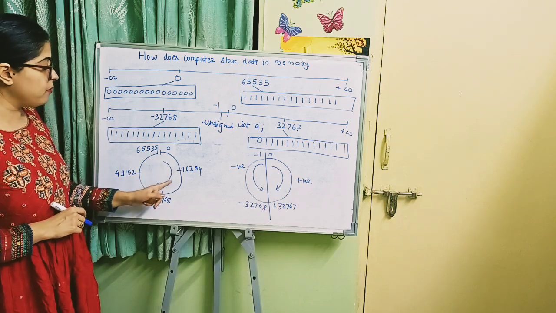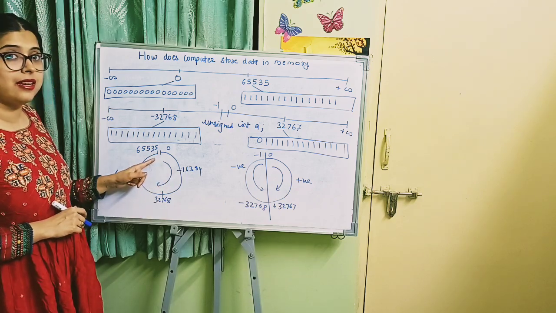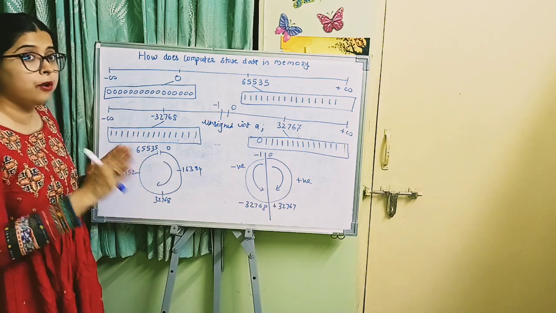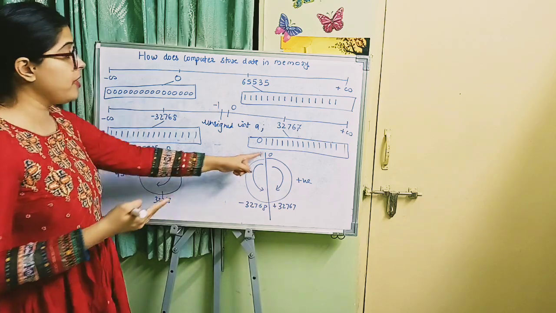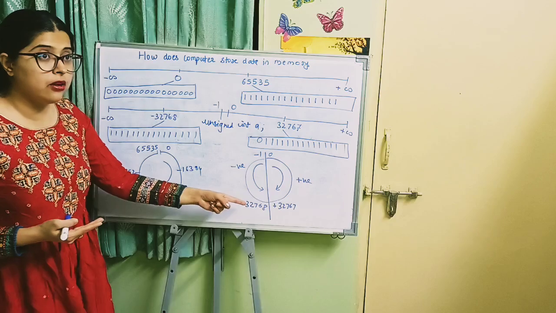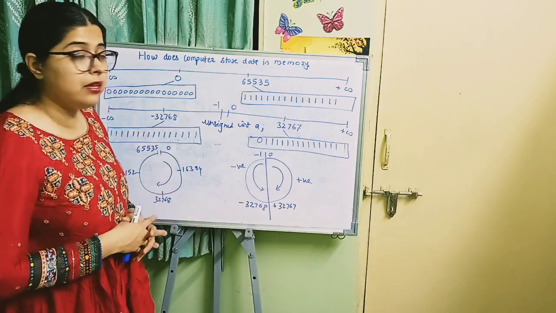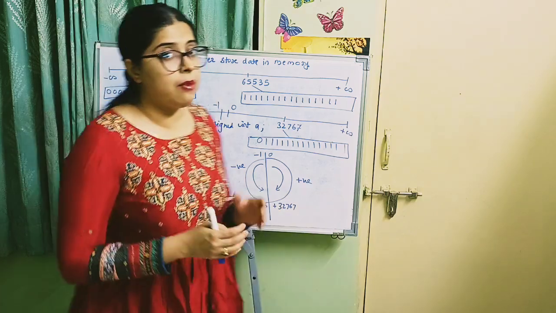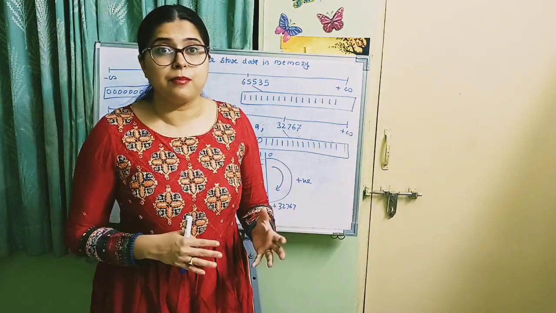And as you move from 0 in a clockwise direction, we consider positive numbers, and if you want to move in the anti-clockwise direction, then negative numbers are considered. That is the counterclockwise direction. So this was about the unsigned int data type.